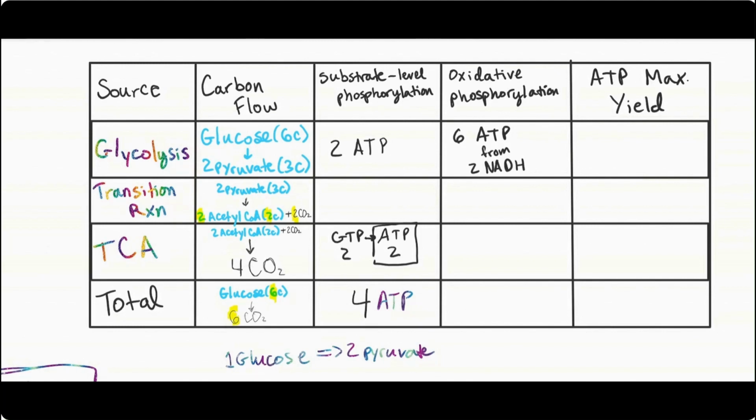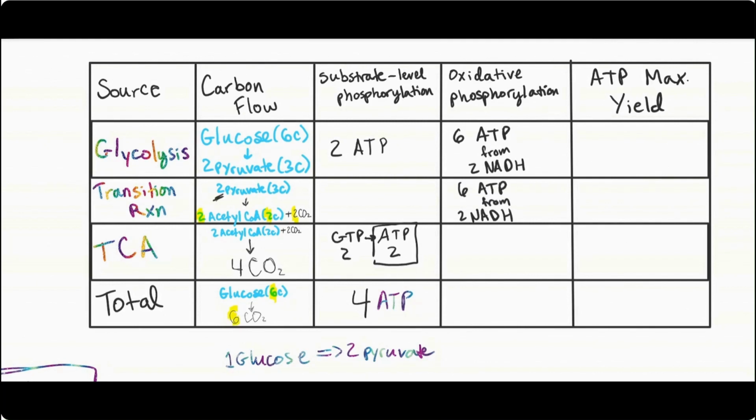Now moving on to the transition reaction, we also produced 2 NADHs, remembering that we are accounting for 2 pyruvate molecules, right? So a single conversion of pyruvate to acetyl-CoA produces 1 NADH, but this happens twice for every 1 glucose molecule. So for 2 NADHs, we would get, again, 6 ATP from those 2 NADHs.